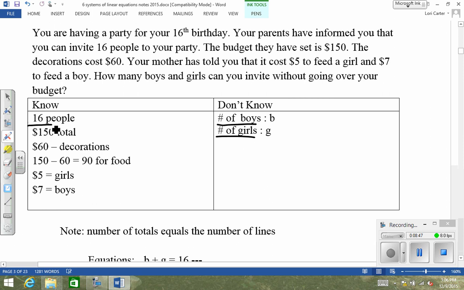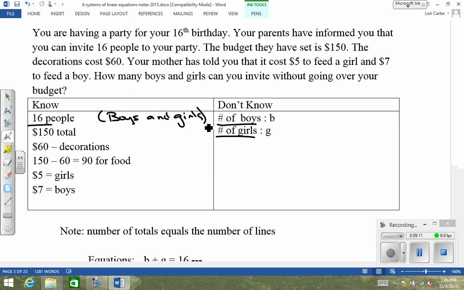16 people. But I know I'm looking for boys and girls. So what do I know about the 16 people? It's boys and girls, right? So I know in my mind that that's made up of boys and girls. Agreed? So I'm going to write that down just so I know it. Okay, next thing I know.